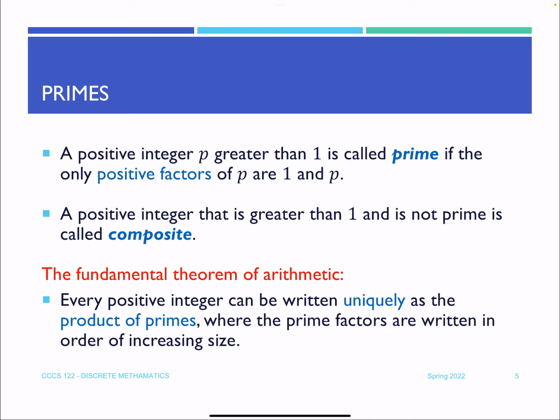Now, a positive integer p greater than 1 is called a prime if the only positive factors of p are 1 and p itself. So basically, if a positive integer can only be divided by 1 or itself. A positive integer that is greater than 1 but is not a prime is called a composite number. Every positive integer can be written uniquely as the product of primes, something you've hopefully been doing since grade school. And usually the way we write it out is we put the prime factors in order of increasing size.